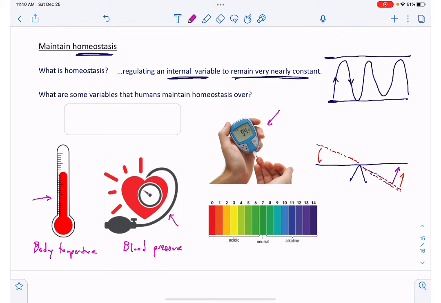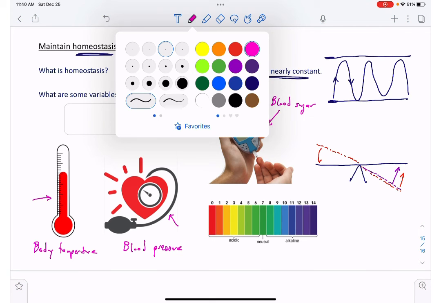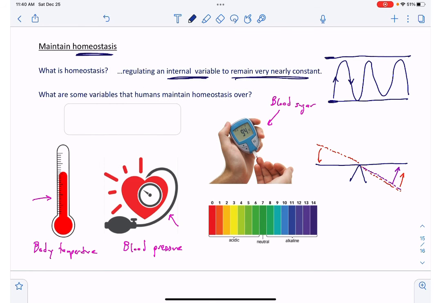What variable is this referring to? What's this person doing there? Blood sugar. We need to maintain blood sugar within very tight limits. What happens if blood sugar gets too low? Or I guess to start off, a better question is, why do we need sugar in the blood? Why do we need a certain level of sugar always circulating around in the blood?